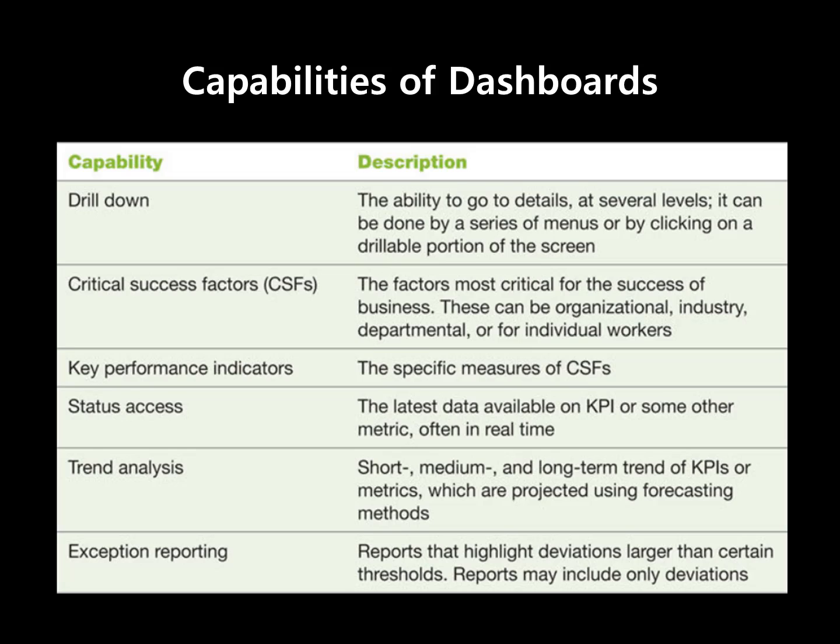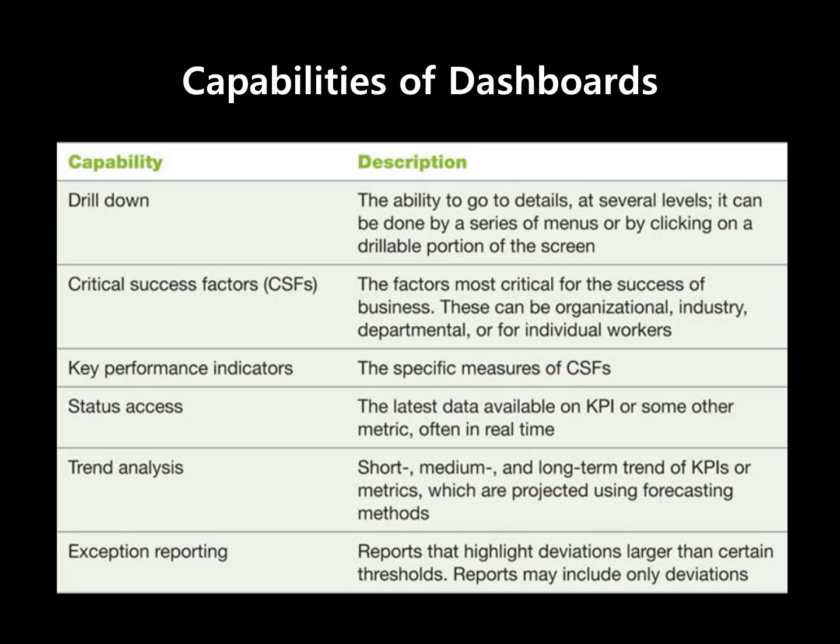For example, drill down is the ability to go into details in the organization, into specific databases all over the world. It gives us the ability to look into several levels in the organization, and it can be done by a series of menus or by clicking on a drillable portion of the screen. Key performance indicators are those objective measures that are important for our organization to sustain itself in a competitive environment. For example, revenue, return on investment, overhead, and operational costs are key performance indicators, or KPIs.